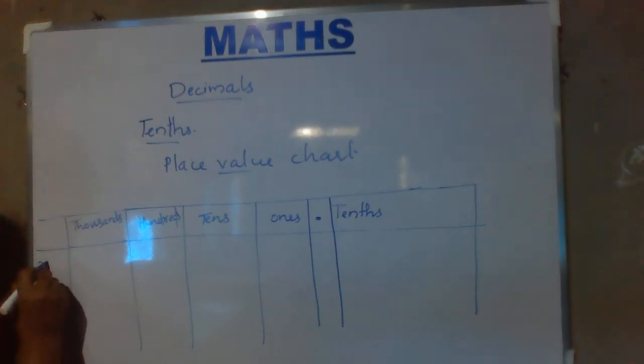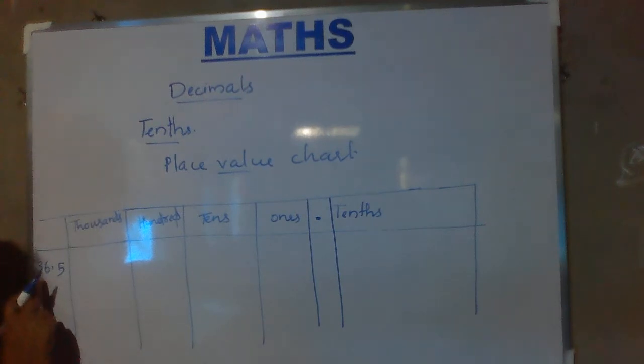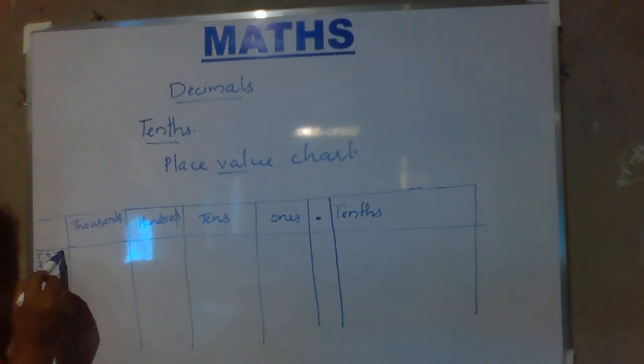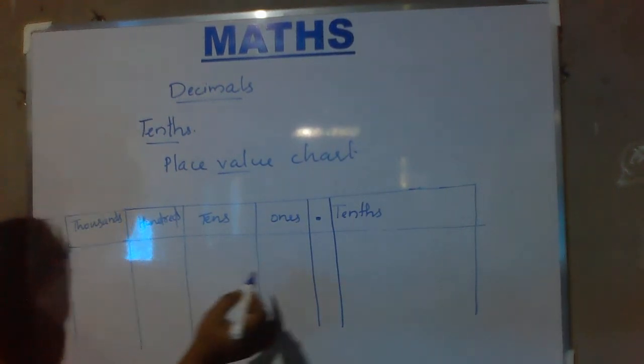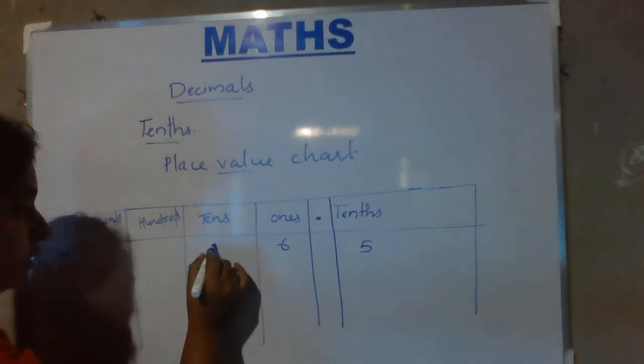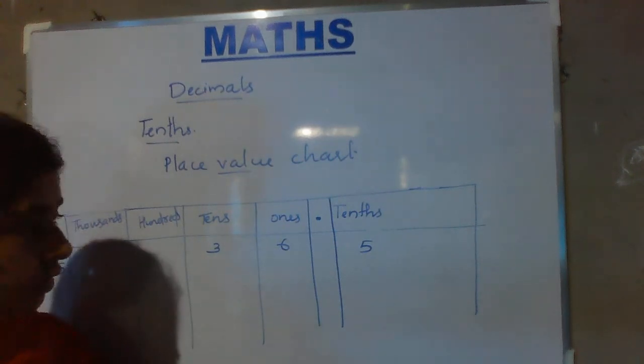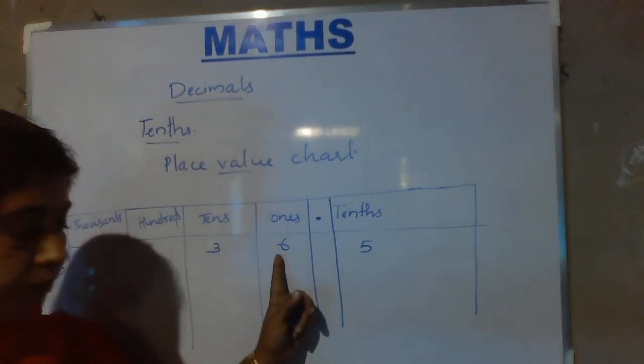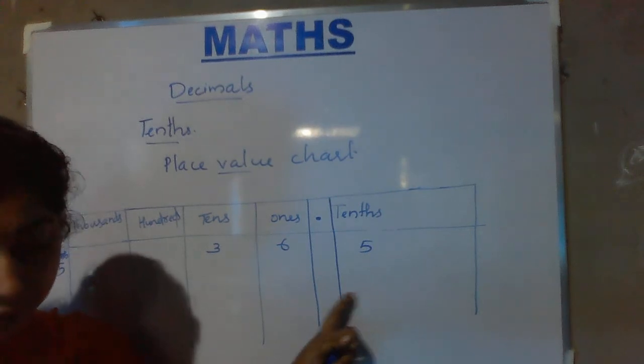Now let us write an example: 36.5. We know that in 36.5, 6 is in the ones place, 3 is in the tens place, and this 5 is in the tenth place. So we express this as 5 in the tenth place, 6 in the ones place, and 3 in the tens place. So the position of the tenth place is right of the ones place.